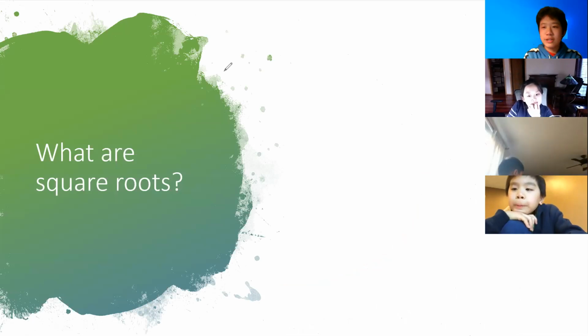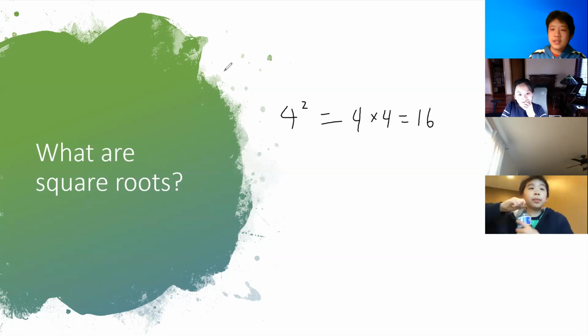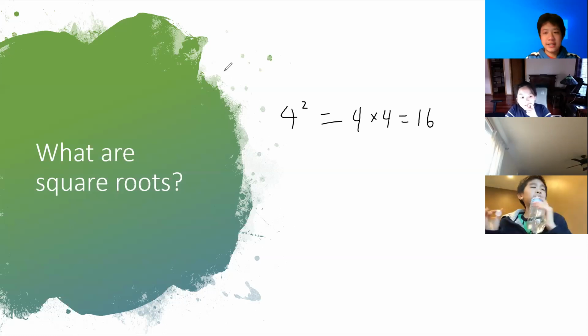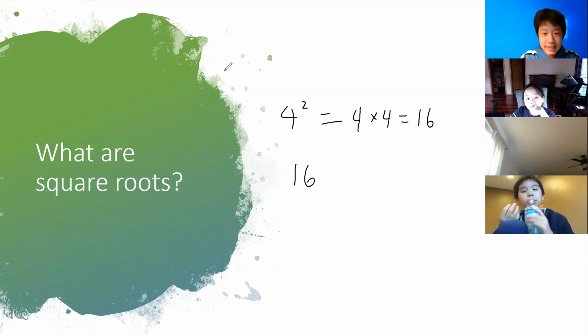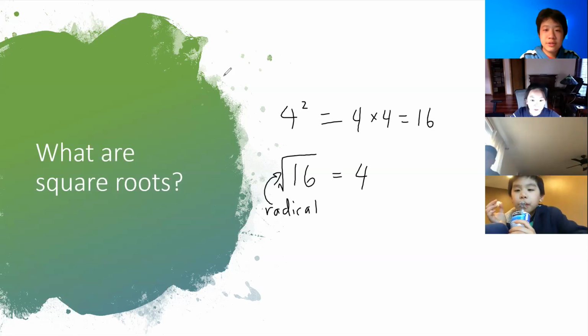Well, let's first think about what is the square of a number? Like, what is 4 squared? 4 to the second power is 4 times 4, or 16. So the square root, by definition, is the opposite of squaring. So if I were to take the square root of 16, that undoes the square, which will make it 4. And the symbol we use for square roots is this little guy right here. It kind of looks like a house. And we call this a radical. Okay? So that's how we would use square roots.